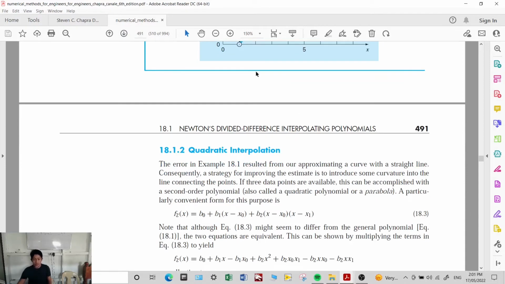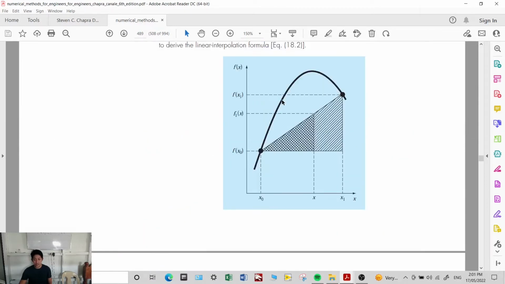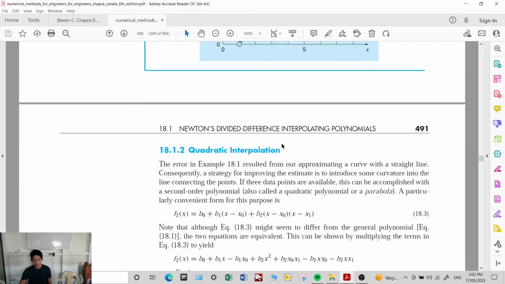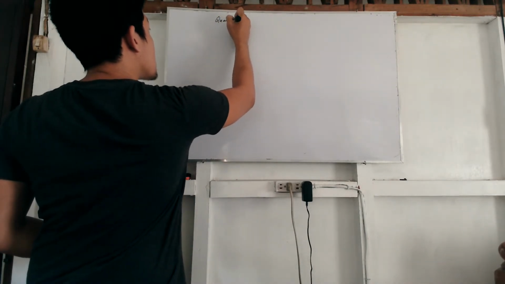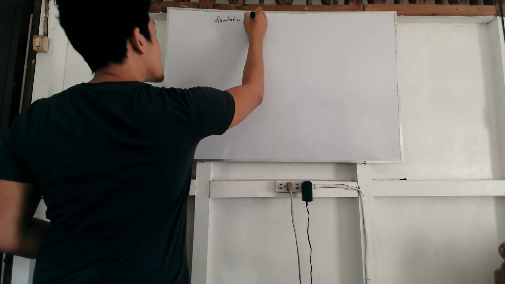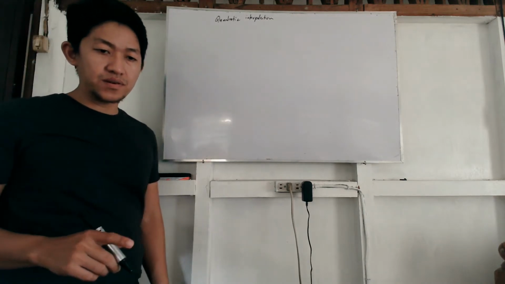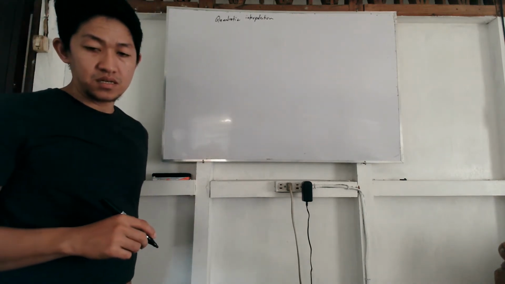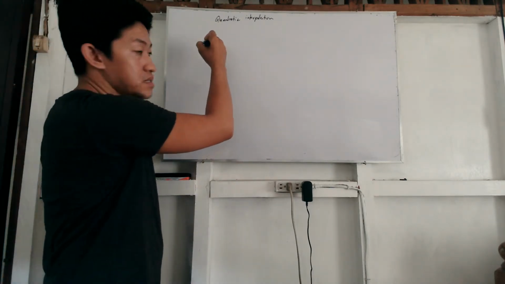Now we will proceed with quadratic interpolation. So the first is linear. We approximate this curve with a line. Now we will use quadratic interpolation and see whether this would give a better result. Okay. So for quadratic interpolation, we will estimate the graph using this equation.